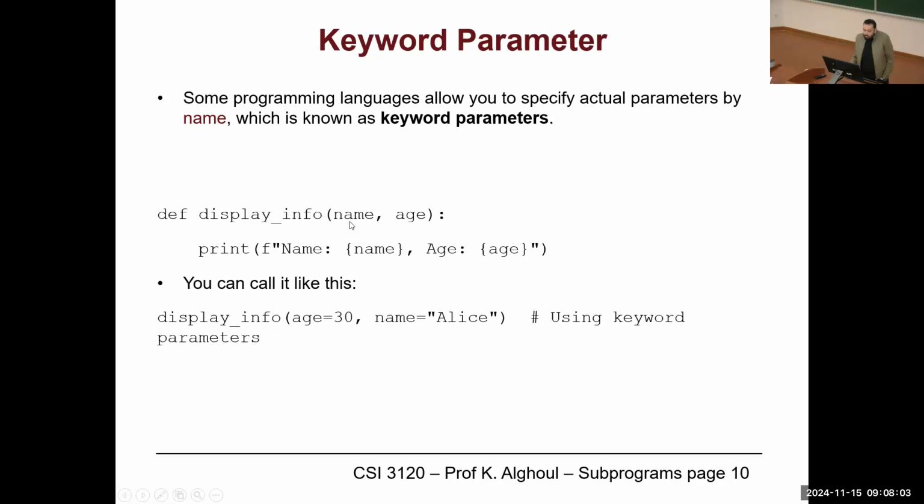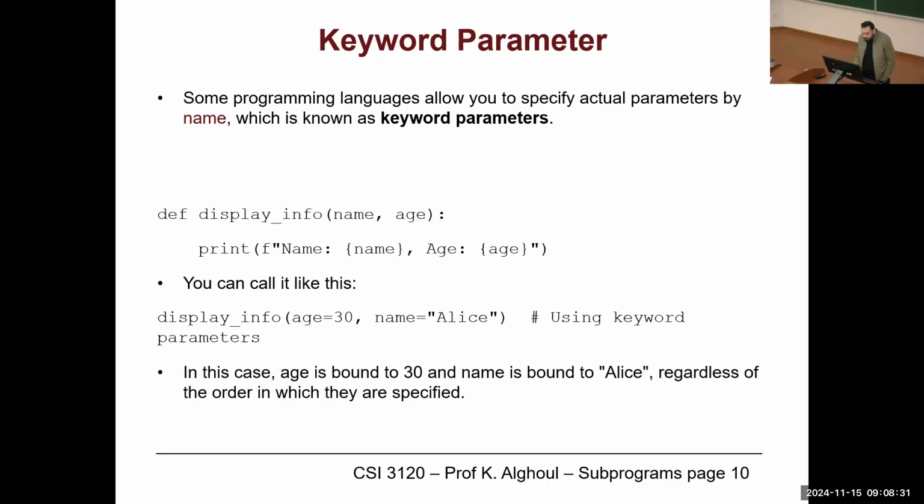So even if name comes before age in the formal parameters, if the language that I'm using supports binding by name or by keyword, I can use them like this. So this is called keyword parameters. Now, C++, for example, doesn't support this. It only supports by position. It always has its advantages and disadvantages.